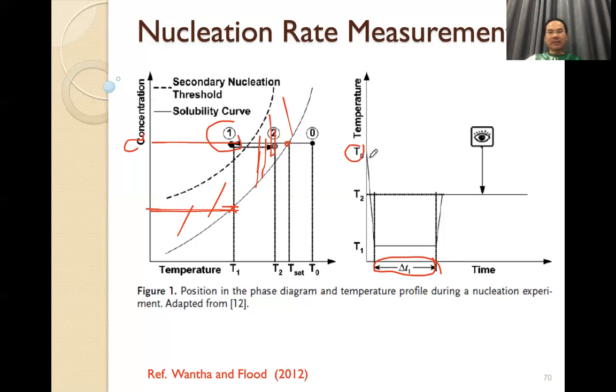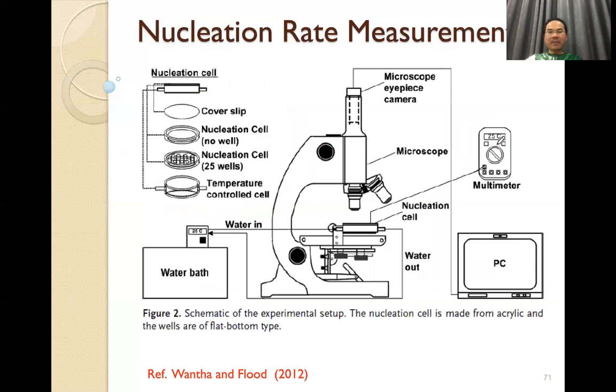Like this: the undersaturated solution, and then you reduce the temperature until T1. This is the supersaturated solution, and this is the time for nucleation, because mostly the nucleated crystals are a very small size. Then you rapidly increase the temperature to T2. T2 is the growth zone of the crystal, with no nucleation. That means you can observe by eye or by microscope. In this case, this is the equipment.